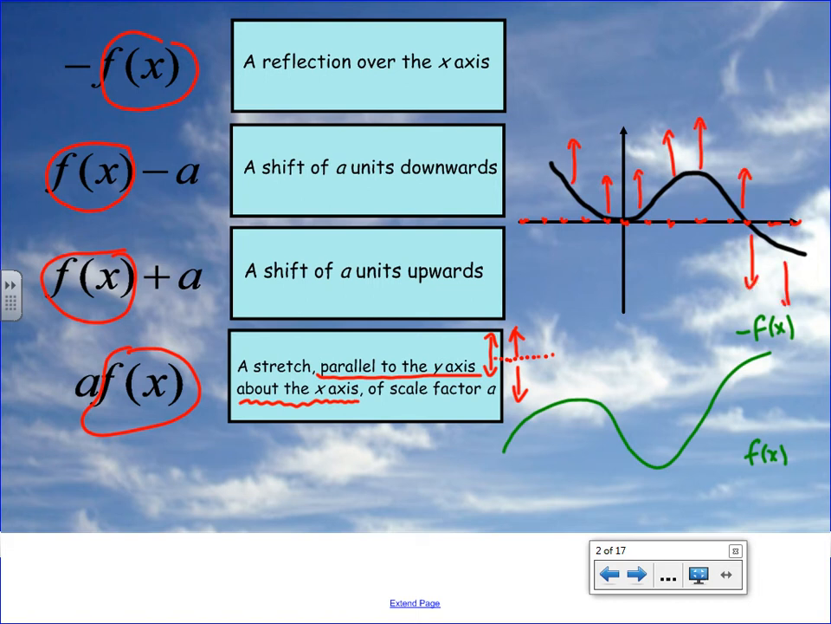Except these points. The one down here, it gets stretched, but because that's been pinned down with a drawing pin, it can't move. So everything gets pulled away. So if we have scale factor 2, for example, 2 f of x, then this would get twice as far away. This is pinned down, so it can't move. This is pinned down here, so it can't move. And then that would be twice as far there. So everything's getting twice as far away from the x-axis. Okay. So that's the 4 types of outside transformation.